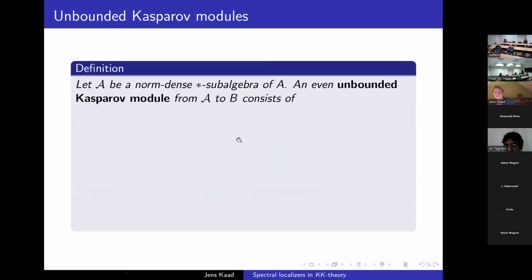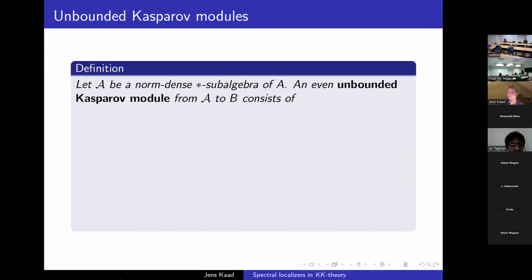So what is an unbounded Kasparov module? Again, I'm here focusing on the even case. So I look at even unbounded Kasparov modules. The setting is the same as before. I have two separable C-star algebras, A and B.